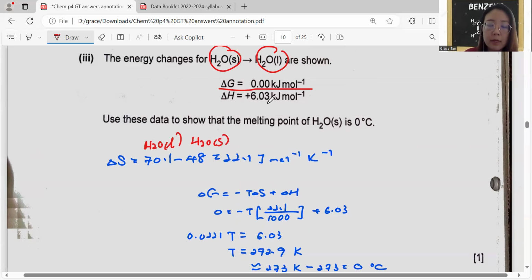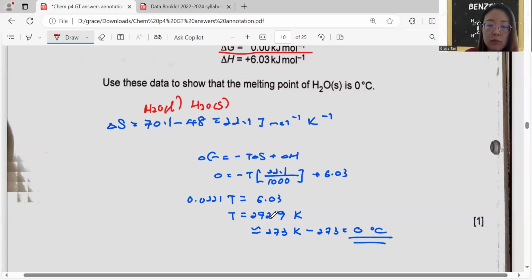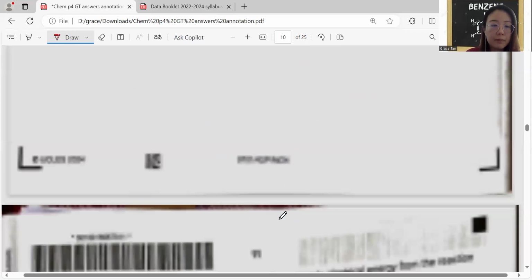And then delta H is given, you should be able to calculate that the temperature is 272.9 in Kelvin terms. But they wanted degrees Celsius. So to convert Kelvin back to degrees Celsius, you need to minus 273. So proven, 0 degrees Celsius for melting point. All right. Next.